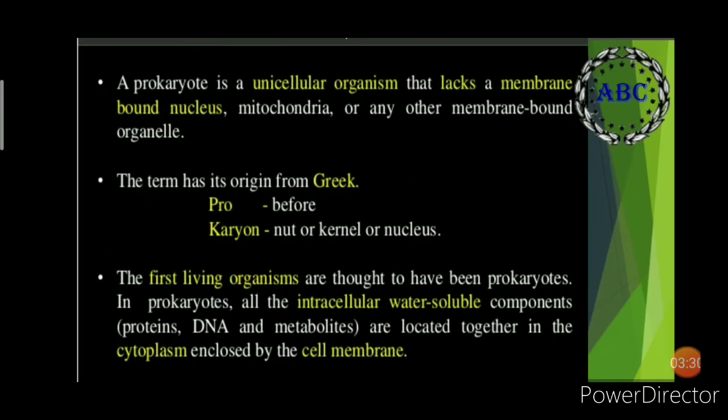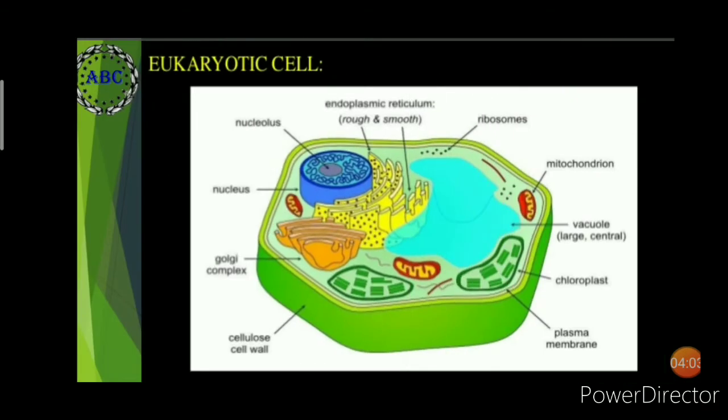A prokaryote is a unicellular organism that lacks a membrane-bound nucleus, mitochondria or any other membrane-bound organelles. The term has its origin from Greek. Pro means before or false and karyon means nucleus. The first living organisms are thought to have been prokaryotes. In prokaryotes, all the intracellular water-soluble components are located together in the cytoplasm enclosed by the cell membrane.